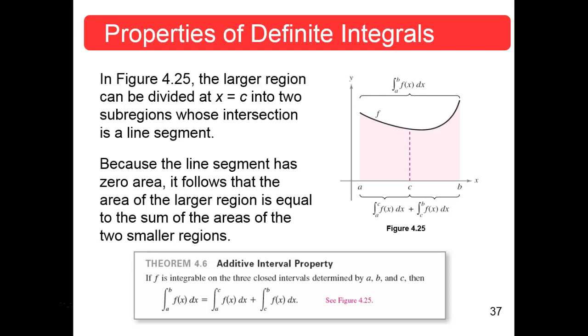So here's the theorem. If f is integrable over the three closed intervals determined by a, b, and c, then the integral from a to b of f of x dx is equal to the integral from a to c of f of x dx plus the integral from c to b of f of x dx. Now don't worry about letters in the alphabet getting out of order. It's where they fall on the number line. If c is to the left of b, then it is the lesser number. Don't think just because c is beyond b in the alphabet, it has to be beyond b on the number line. It's not. So don't worry about the letter spacing.